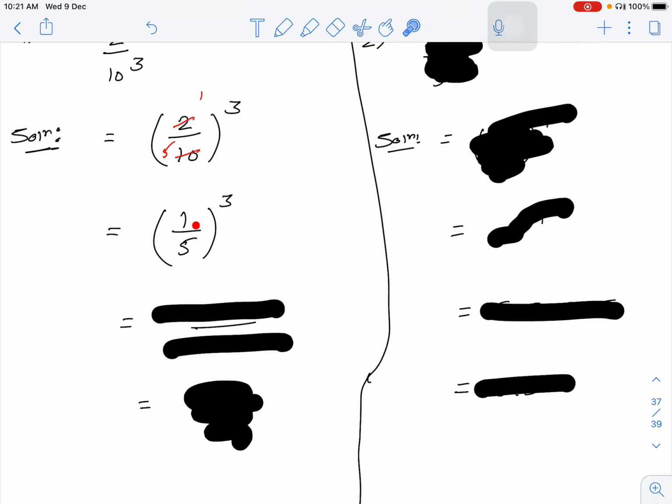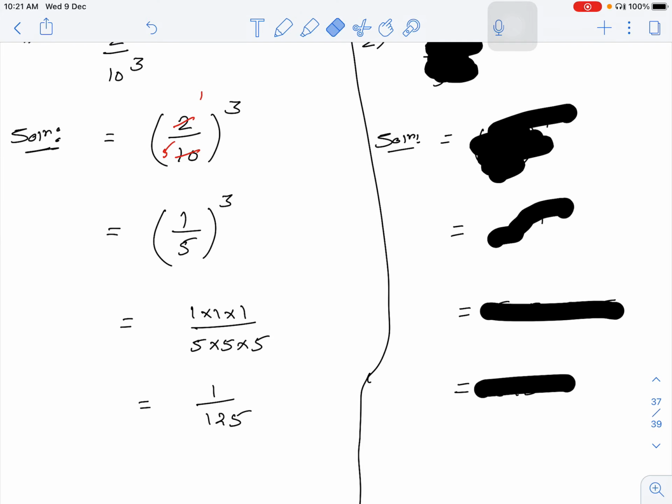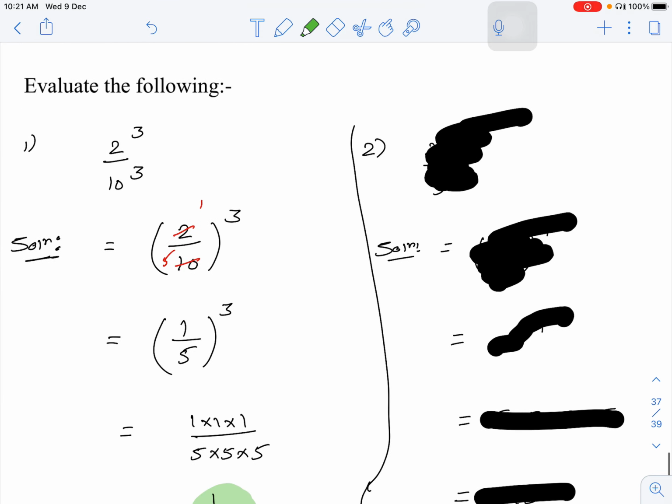Okay, now 1 will be multiplied 3 times, 5 will be multiplied 3 times. Okay, so finally 1 into any time we will get the number 1 only, and 5 5s are 25, 25 5s are 125. So this is our answer. Let us consider one more example over here.